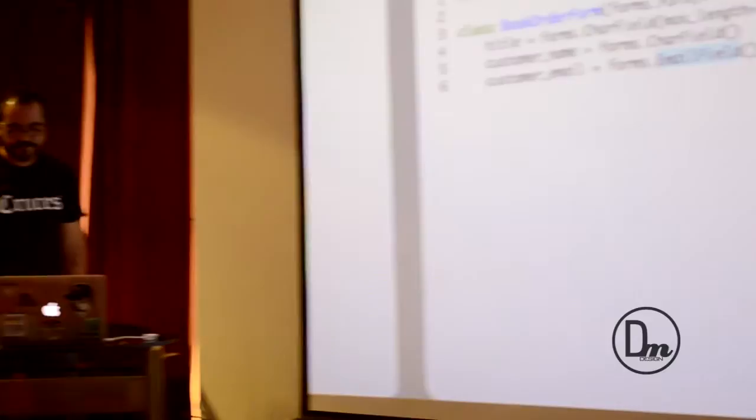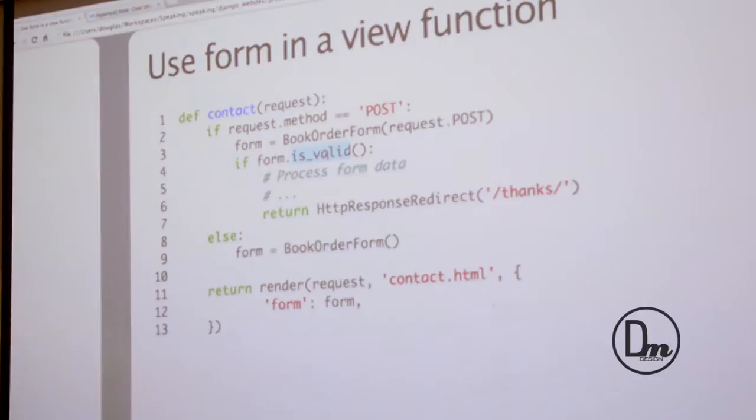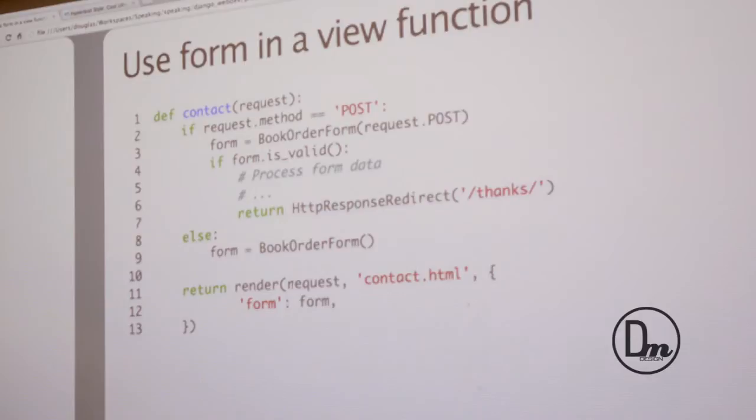The way you use that is, in a view, you would check what kind of method that view has and then do some stuff. You can add validation rules to your form. One of the weird things is that the Django URL matcher only matches from the URL, not the method of the request, so you have to do that in your own view. This view here checks for posts or checks for gets and does the right thing.